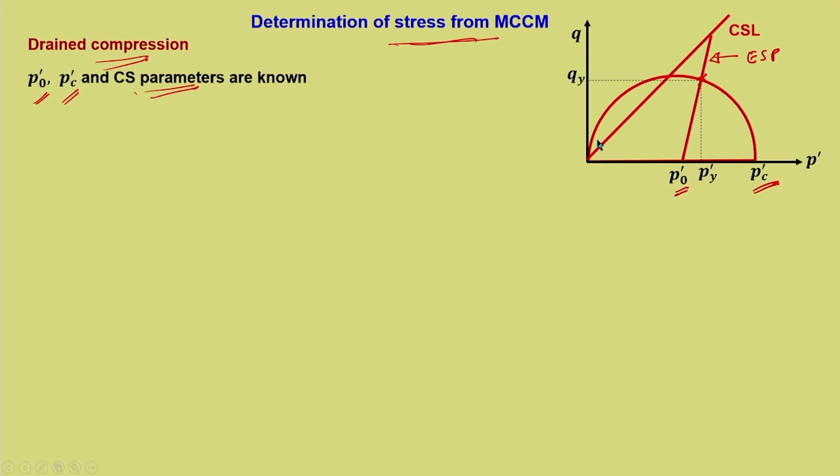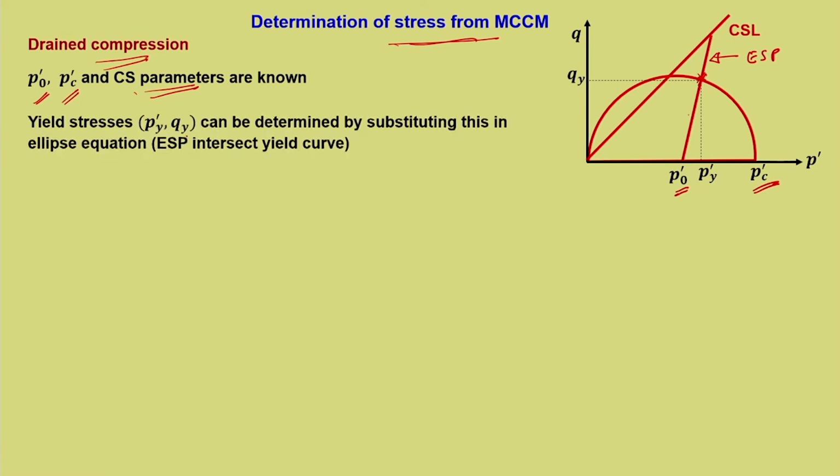So, let us give an example how to determine Q_Y and P'_Y. We know from this figure ESP meets the ellipse at this particular point, that is Q_Y and P'_Y. We know the equation of ellipse. So, yield stresses P'_Y, Q_Y can be determined by substituting this in the ellipse equation because ESP intersects the yield curve. So, now this is the equation, that is P'^2 minus P'P'_C plus Q^2 by M^2 equal to 0. Now, for P' substitute P'_Y and for Q substitute Q_Y, which will give P'_Y^2 minus P'_Y P'_C plus Q_Y^2 by M^2 equal to 0.